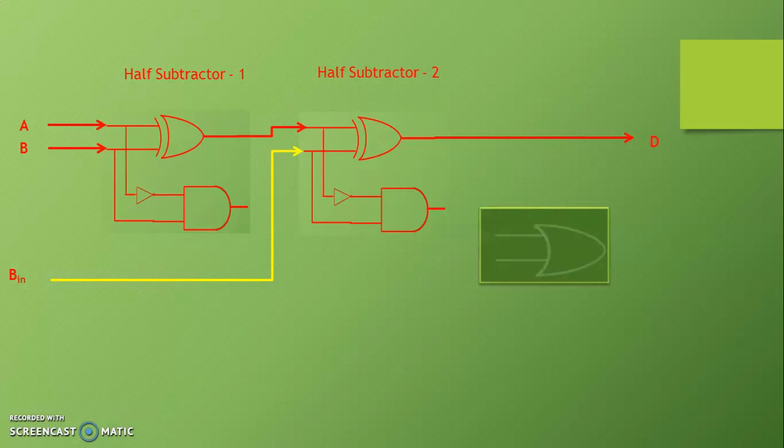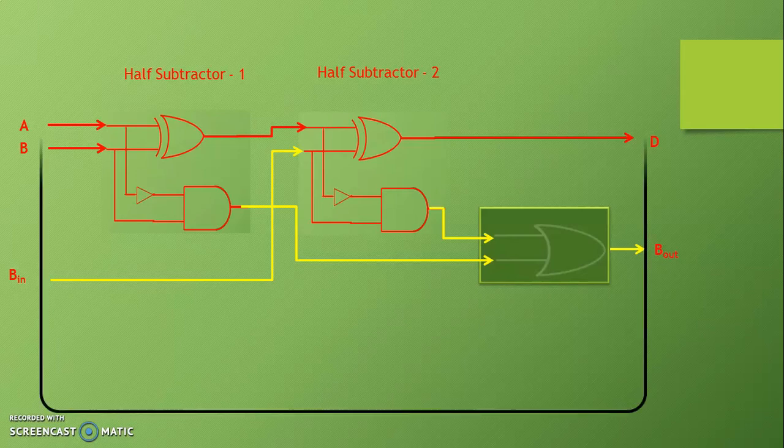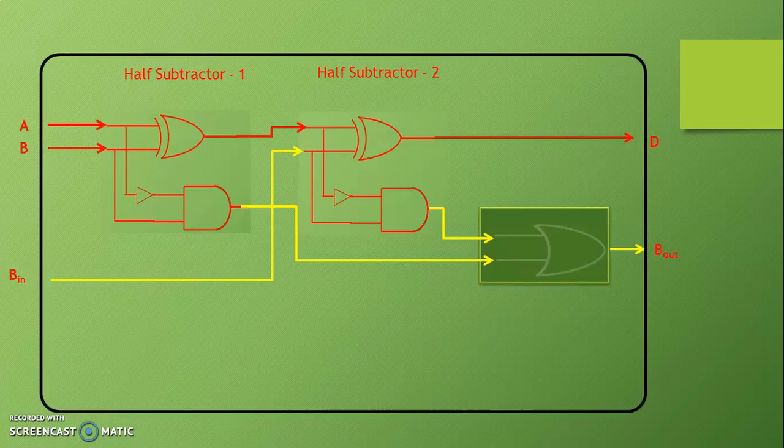At the same time, we use one OR gate. We give borrow output of both the half subtractors to the OR gate, and output of the OR gate gives final borrow, that is B out. So with the help of a realized block diagram of the half subtractor 1 and 2, it is very easy to understand the operation of the full subtractor.